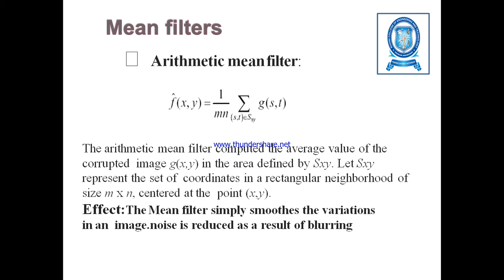For calculating this we use the formula f cap of x comma y equals 1 by mn times the summation over s comma t belonging to S of x comma y of g of s comma t. This operation can be implemented using a spatial filter of size m comma n in which all the coefficients take the value 1 by mn. The mean filter smoothens the local variations in an image, and noise is reduced as a result of blurring. This is the effect of the mean filter.